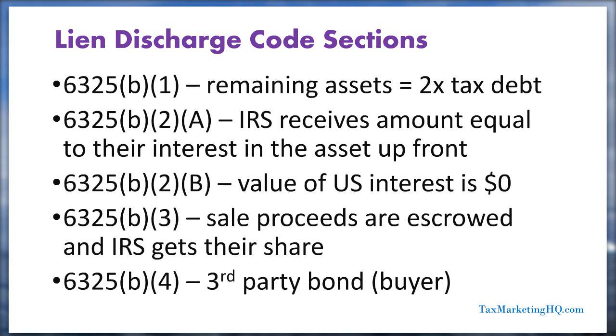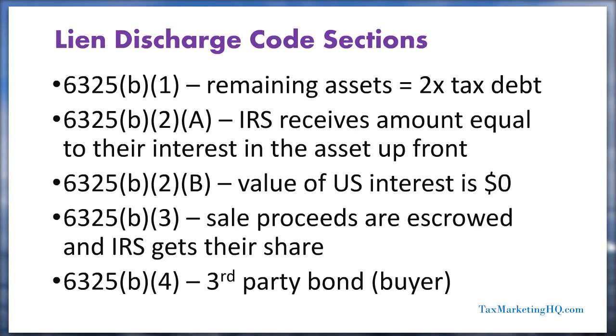B2 has 2 subsections. B2A is when the IRS is going to receive the full amount of their interest in the asset up front. So in the boat example, if the math works out after commissions and repairs and transportation of the boat that the IRS is going to get $25,000, if you give them that $25,000 up front before the sale, then they'll release their claim on the boat. Section B2B is if the value of the government's interest in the asset works out to zero. So if it's not worth anything, or if after commissions and other expenses involved in the sale of an asset there's nothing there for the government to get, if that's zero, then they'll generally allow the discharge.